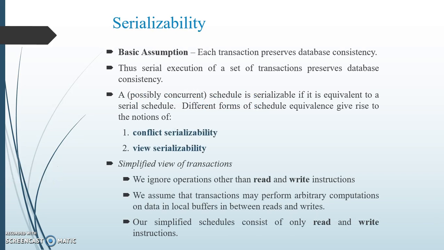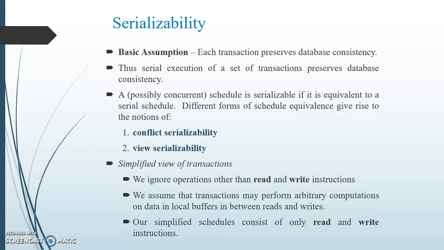What is serializability? Its basic assumption is that each transaction preserves database consistency. The serial execution of a set of transactions preserves database consistency. A schedule is serializable if it is equivalent to a serial schedule. There are two types of serializability. First is conflict serializability and second is view serializability.